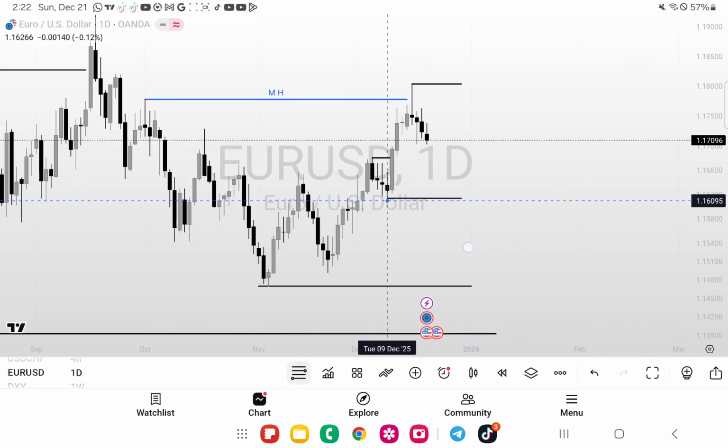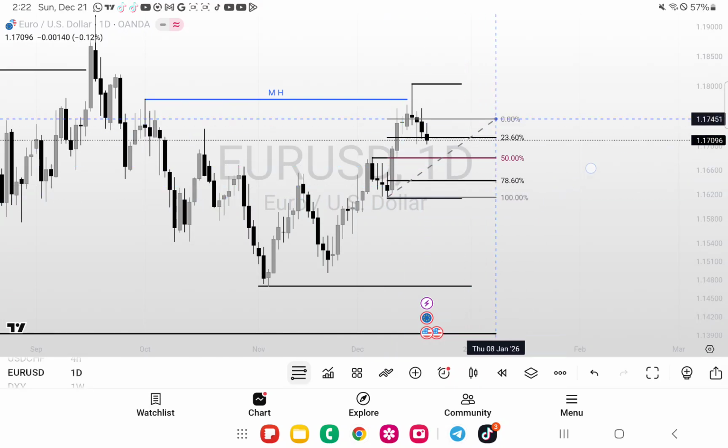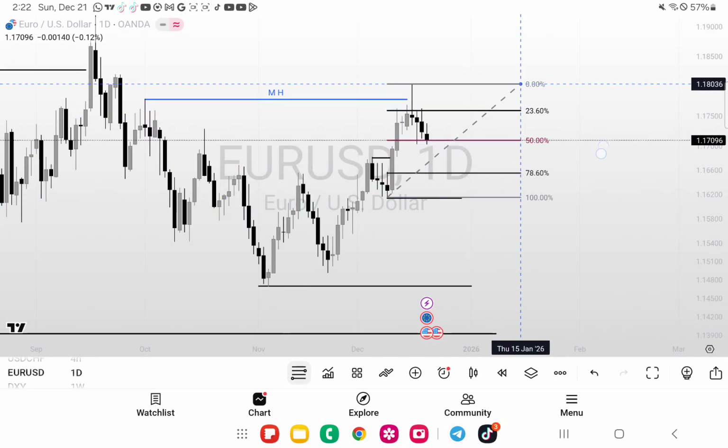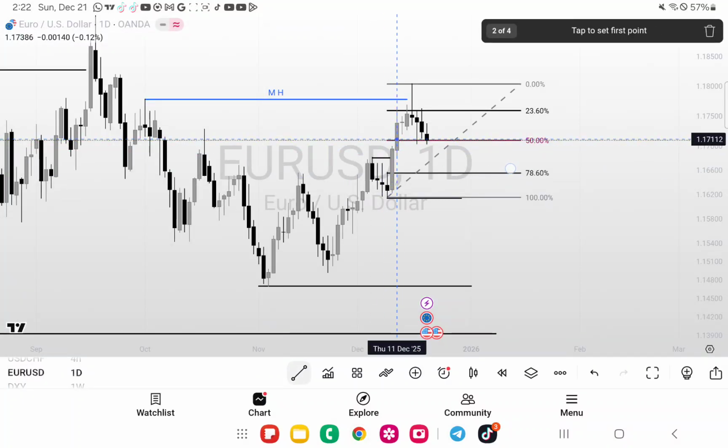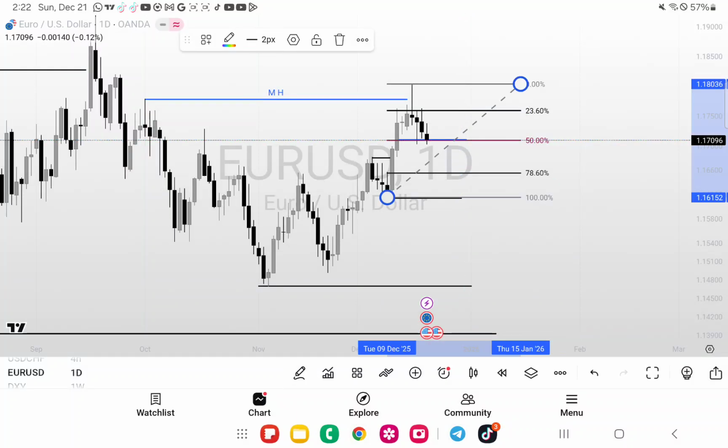If we mark from low to high, we'll discover that price is currently at the 50% of the range. Price is currently playing at the 50% of this range.